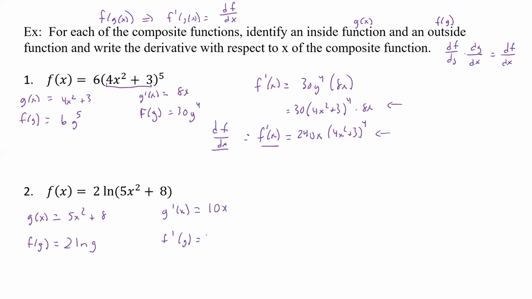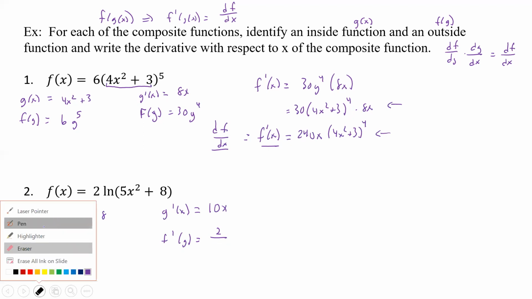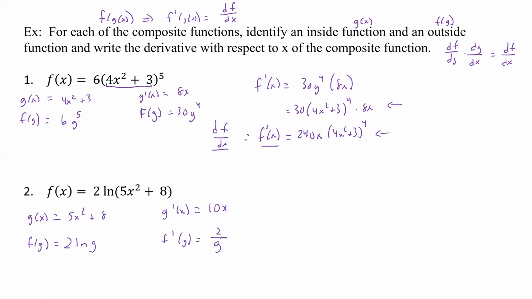That's going to give us 2 over x. Okay. All right. Or not x, g, because then that would cancel. So we don't want that. We need that g there still. 2 over g. So if we write this as df dx, that's going to be, we multiply this times this, 2 over g times 10x. Now we need to get rid of the g because we need it in terms of x. So that's going to be 2 over g, which is 5x squared plus 8, times 10x.